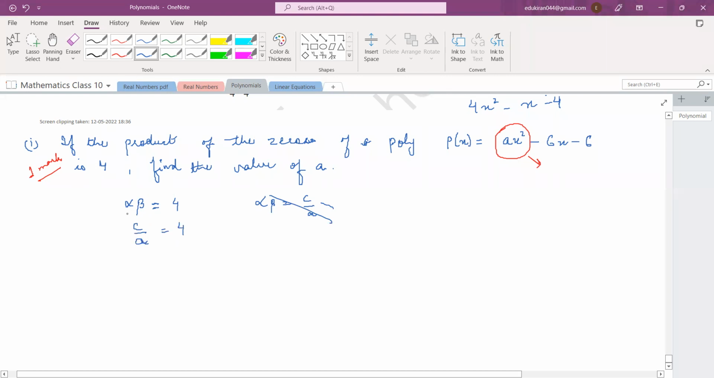Now put the value of c and a here. For this polynomial, my a is actually a, my b is minus 6 and my c is minus 6. So substitute the values here. c is minus 6 and the product is 4. This gives minus 6 divided by a is equal to 4, and this will give you a equal to minus 3 by 2. So it's a small question.